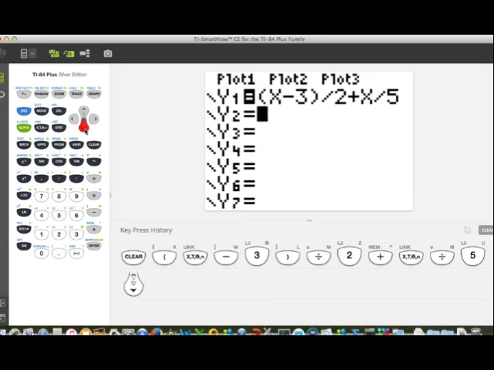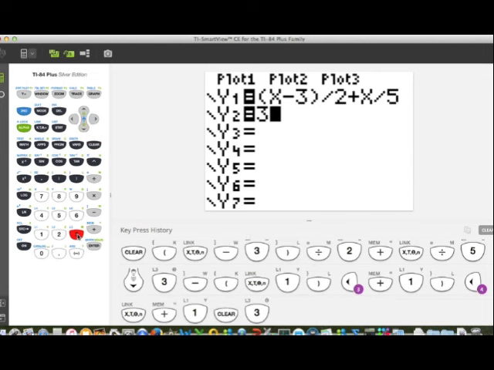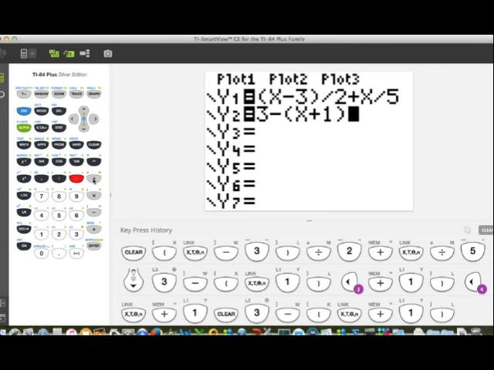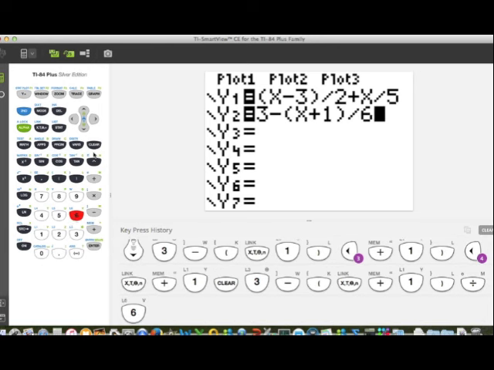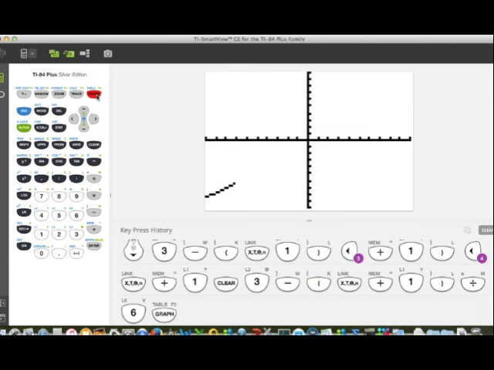Now go down and enter equation 2. We've entered the left side. This is now the right-hand side: 3 minus x plus 1, close the numerator parentheses, divided by 6. And we'll see what our graph looks like here. Here's our first one, and here's the second one.